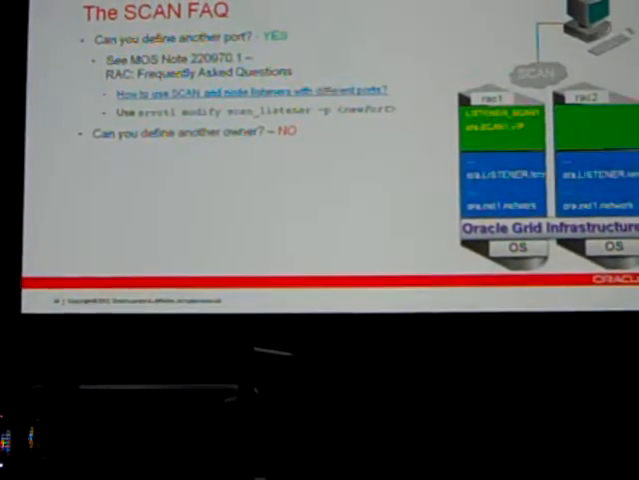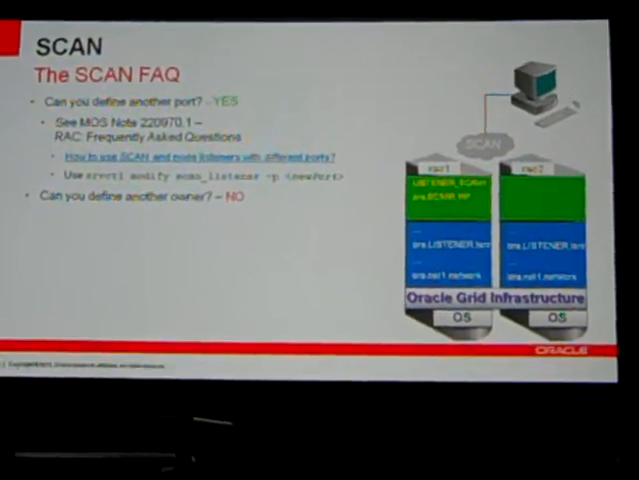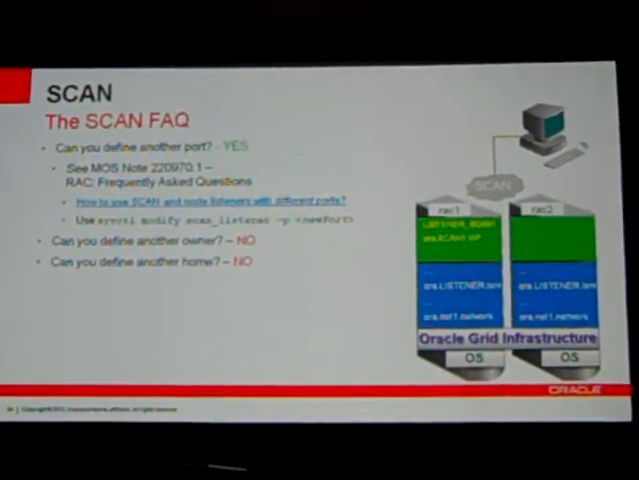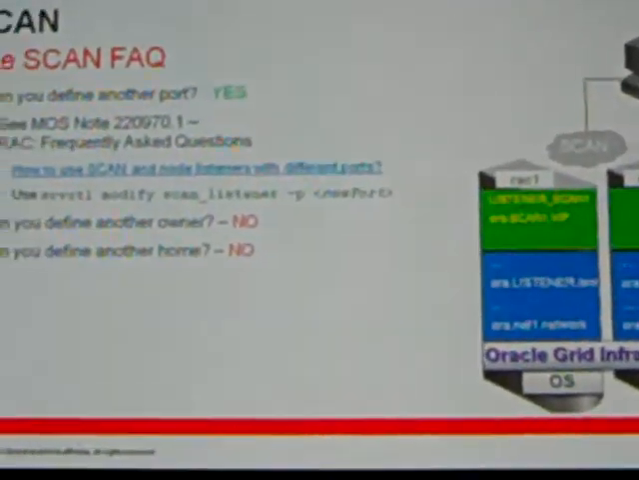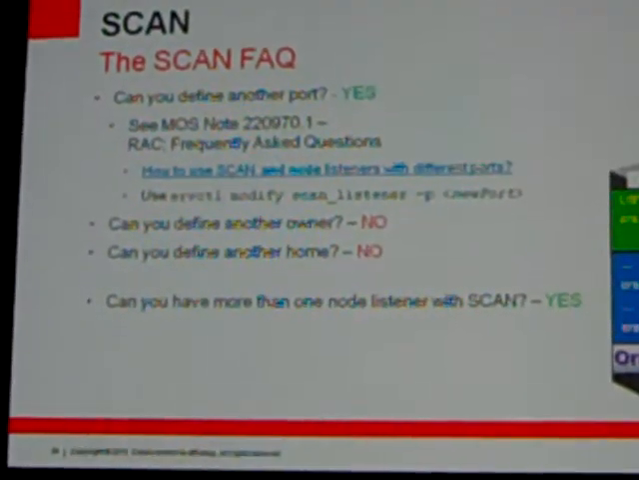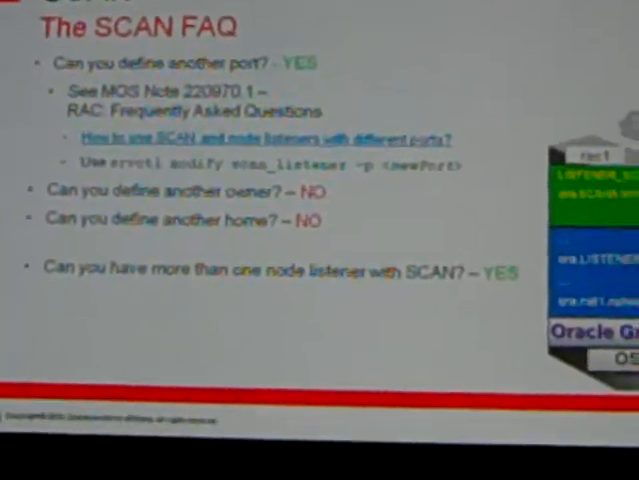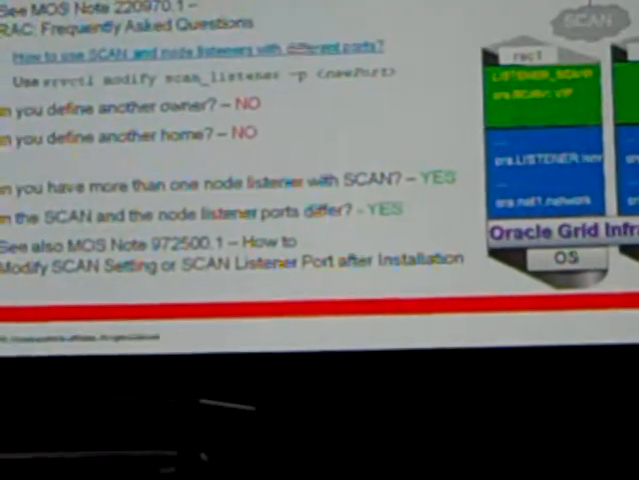Shouldn't make a huge difference for you because, remember, the listener that makes the connectivity to the database is not a SCAN. Can you define another home? No. A SCAN listener runs from the grid infrastructure home. You cannot move it to a database home. Can you have more than one node listener with SCAN? Absolutely. You can have multiple node listeners and only one SCAN. And in 11.2, that was actually the default, and there was no more than one SCAN on the system.